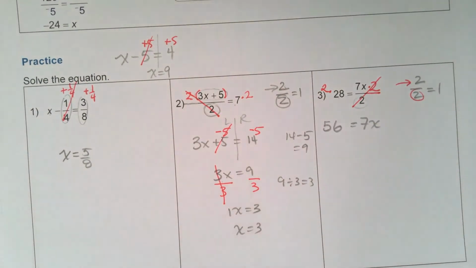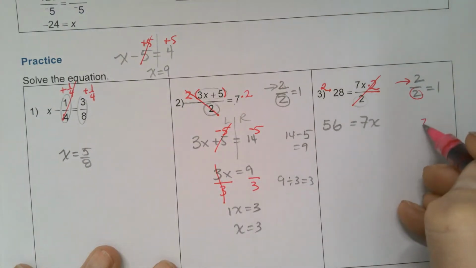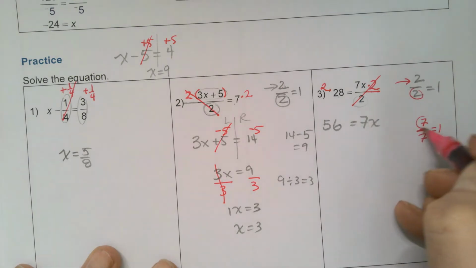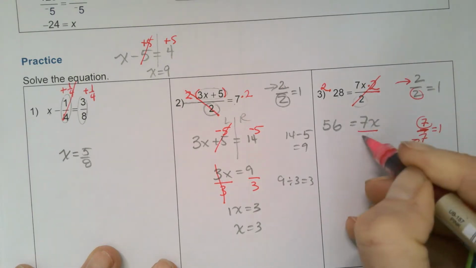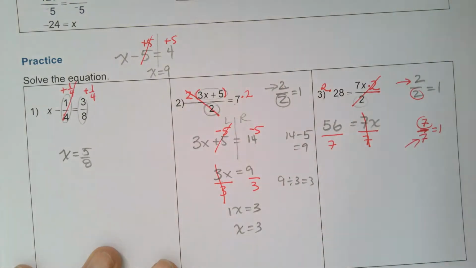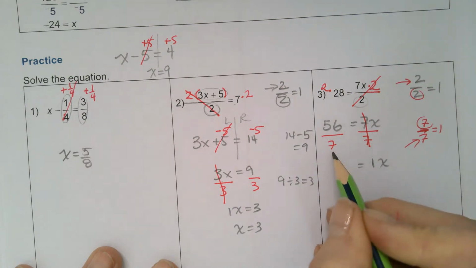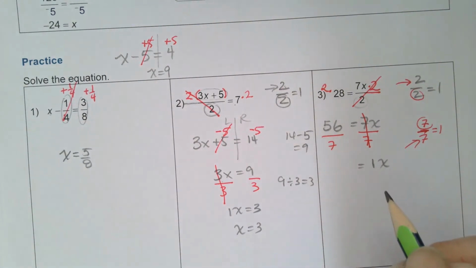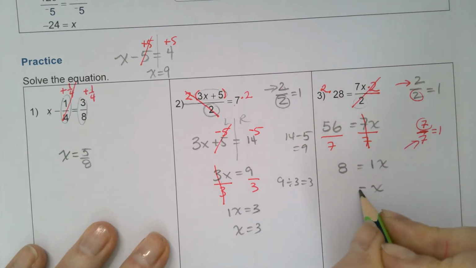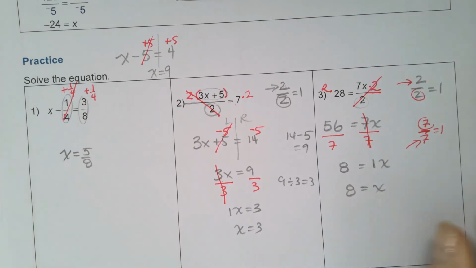So now I want to get x by itself, so I have to get rid of the 7. I'm going to make a fraction. 7 over 7 equals 1. I have the top. I need to put the bottom on. 7 divided by 7 is 1, so that's really 1x. And 56 divided by 7 is 8. So x equals 8, because 1 can hide. Okay, let's turn the page.